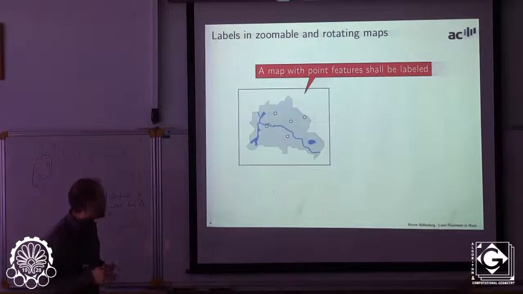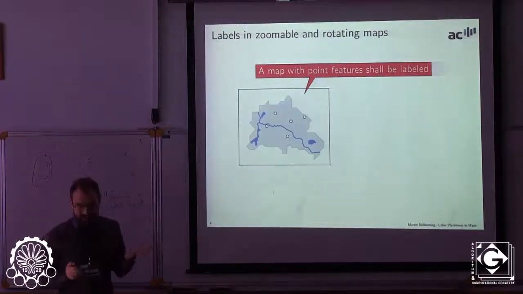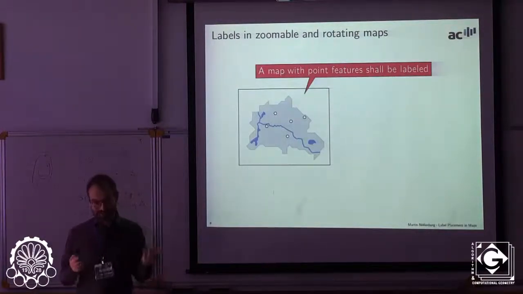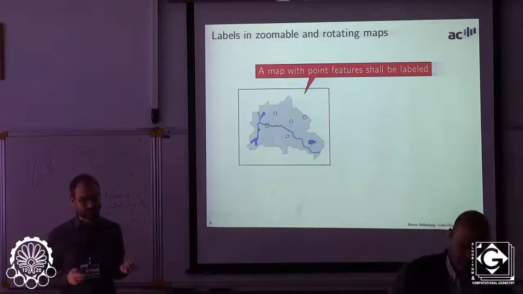Okay, so if we want to model this, we're still given a rectangle with a set of points in there, and we want to place features.